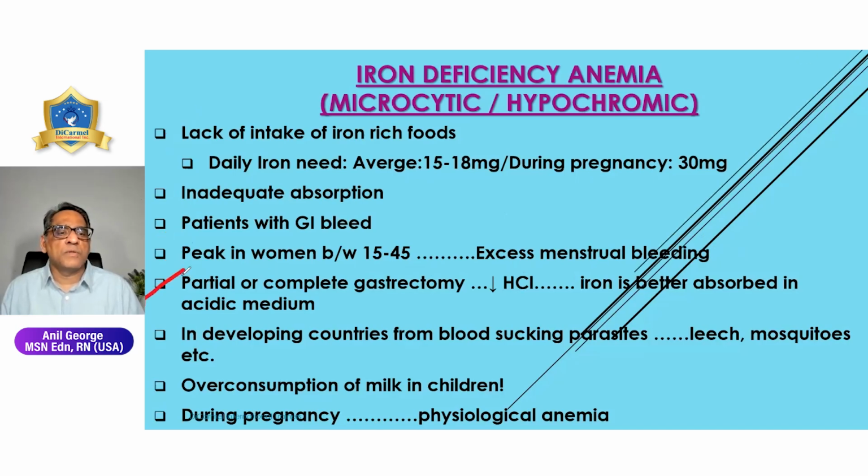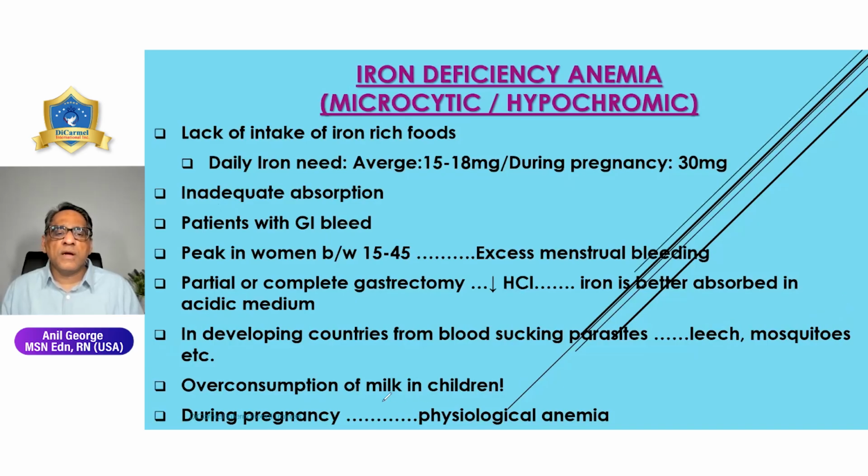It can also happen with partial or complete gastrectomy, because remember, gastrectomy can reduce hydrochloric acid, right? So acid is produced from the stomach. And also remember, iron is absorbed in an acidic medium. So when the acidity decreases, iron absorption decreases. Also, in developing countries, blood-sucking parasites like leeches or mosquitoes could be reasons. And it could also be from overconsumption of milk in children.